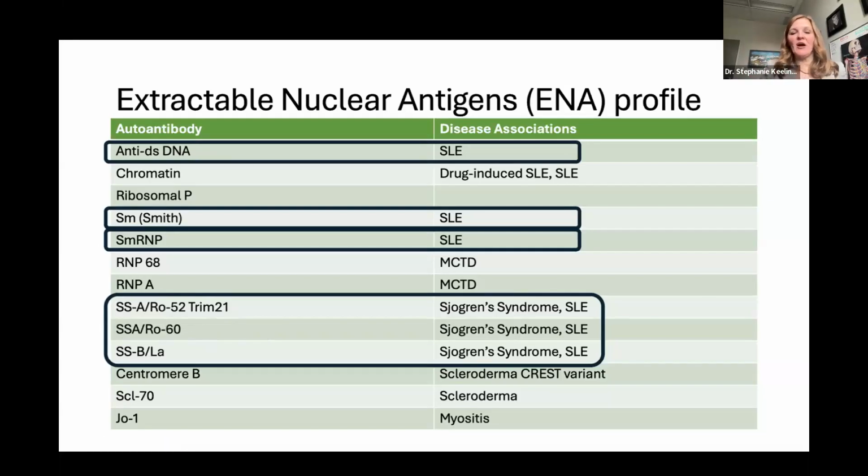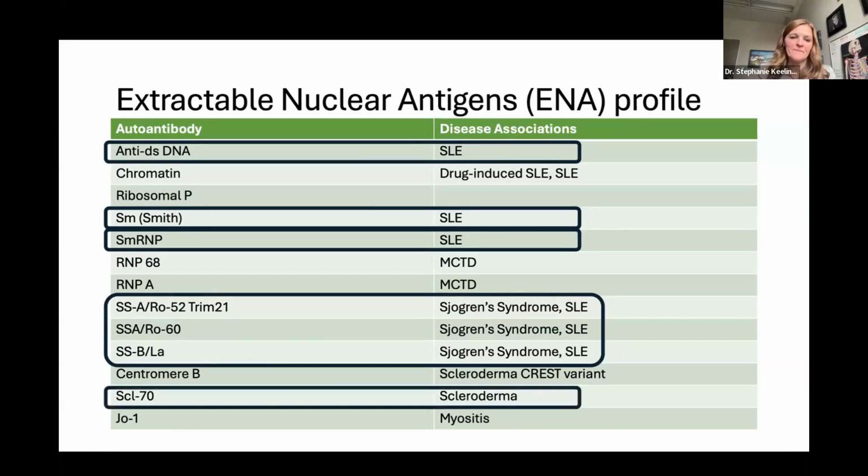And so for all intents and purposes, people with lupus can have an SSA and a Smith, or an SSA and an SSB and a Smith and an RNP, and it can be all sorts of different combinations. What you will see, though, is that some people with other conditions, Sjogren's syndrome, for example, can also have SSA and SSB positivity. So a little less specific just for lupus, but can be seen.